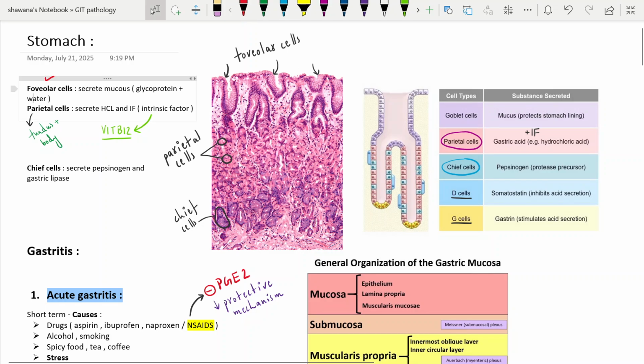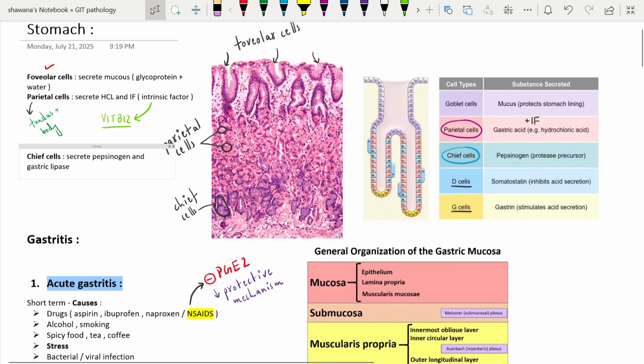of vitamin B12. Chief cells secrete pepsinogen, which is like a precursor of the protease known as pepsin, and also the gastric lipase. There are other kinds of cells like D cells, which secrete somatostatin, which is a gastric inhibitor, and G cells secrete gastrin itself, which stimulates the acid secretion. These are some cell types, and these are present in particular areas of the stomach.